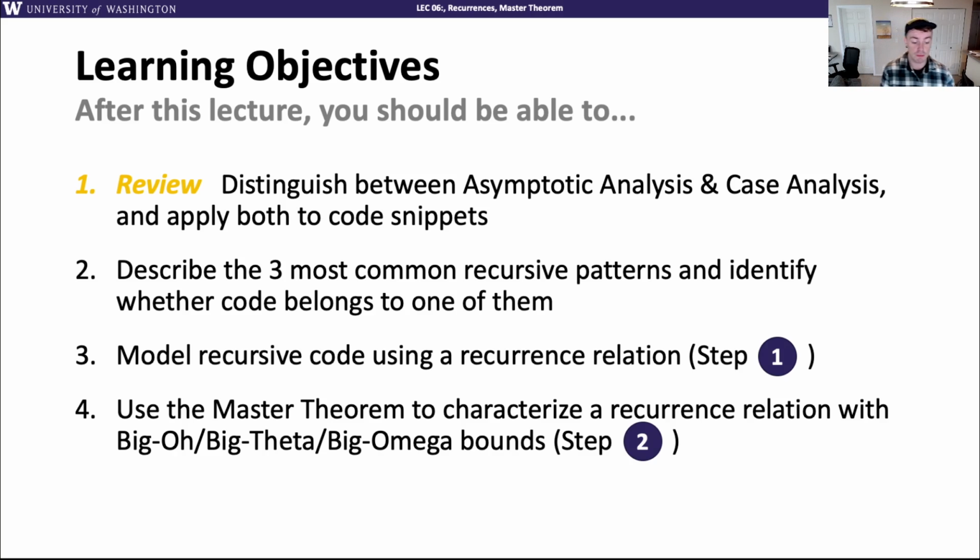So the learning objectives for today: after this class and coming to class and practicing, you should be able to distinguish between asymptotic analysis and case analysis and apply both to code snippets. Describe the 3 most common recursive patterns and identify whether code belongs to one of them. We'll introduce recursive patterns later. And then model recursive code using a recurrence relation, we'll talk about what that is, and use this thing called the master theorem to characterize a recurrence relation with big O, big theta, big omega bounds.